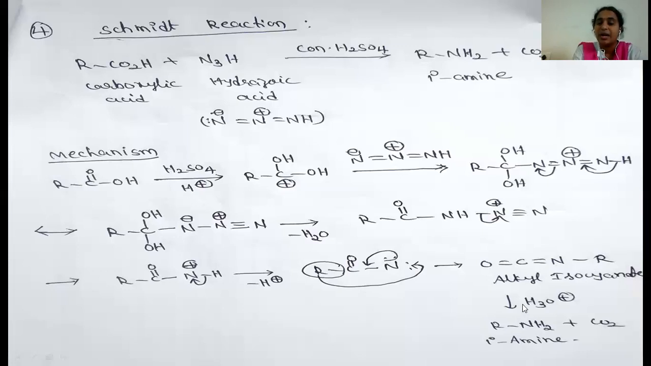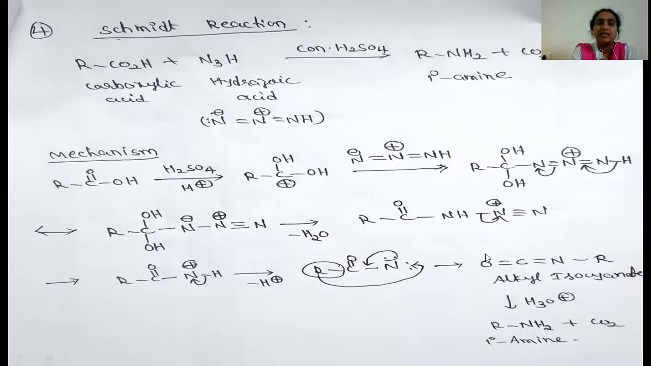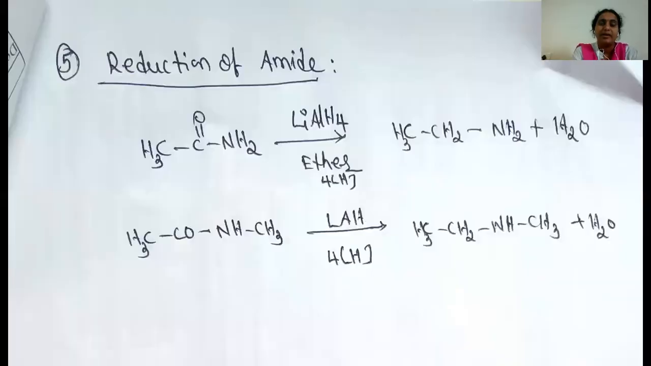And finally, on hydrolysis, which produces the primary amine. In Hofmann bromide reaction, the intermediate is isocyanate, whereas in Schmidt reaction also the intermediate is alkyl isocyanate. In the two reactions, the final products are primary amines.